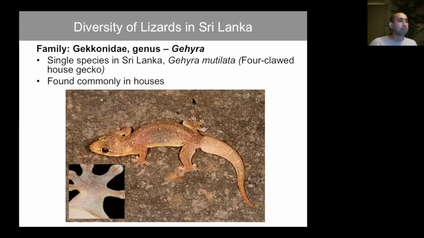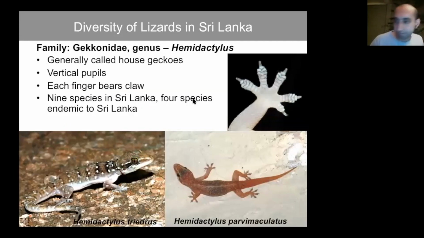So if you see a gecko with a carrot-shaped tail with a very smooth body, that is Gehyra mutilata, or the 4-clawed house gecko. So when you get free time, just look around. I'm sure you'll see that.